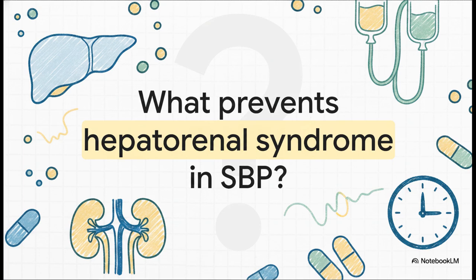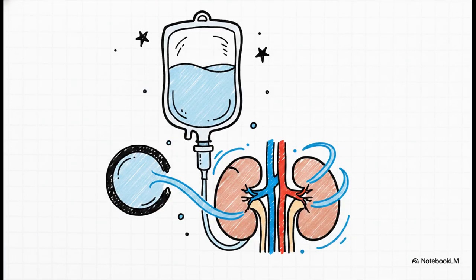Let's test this with a classic high-yield board scenario. You've got a cirrhotic patient, their PMNs are over 250, and you're starting an antibiotic like cefotaxime. What other landmark intervention do you absolutely have to give to dramatically reduce the risk of hepatorenal syndrome and overall mortality? Think about it for a second. The answer is IV albumin. I can't stress this enough. This is a massive score-saving exam pearl.